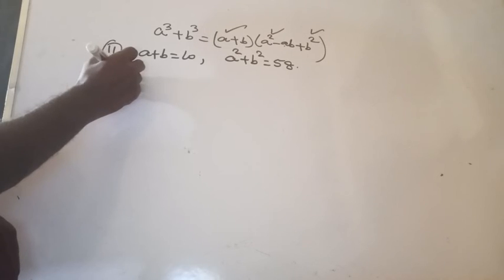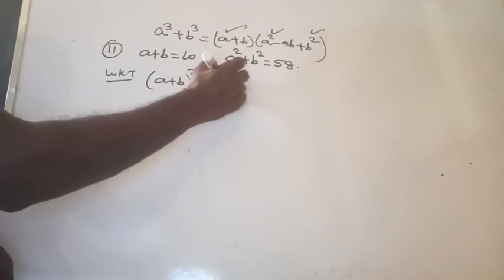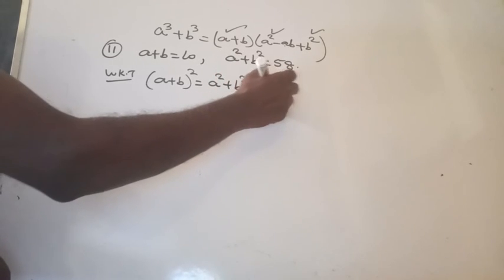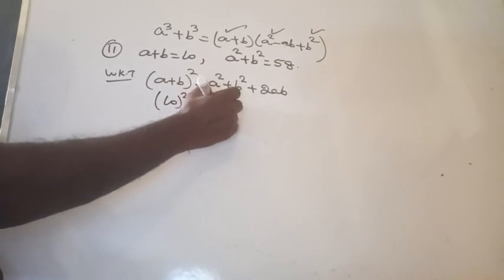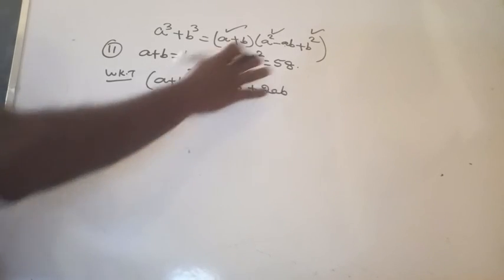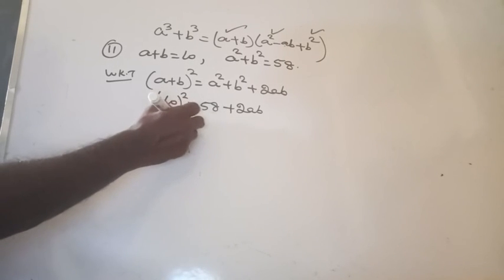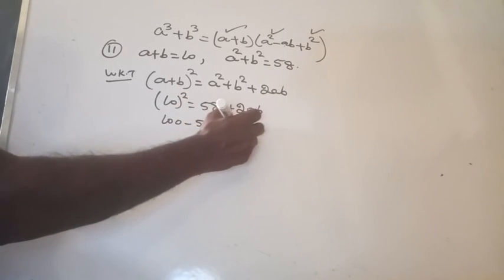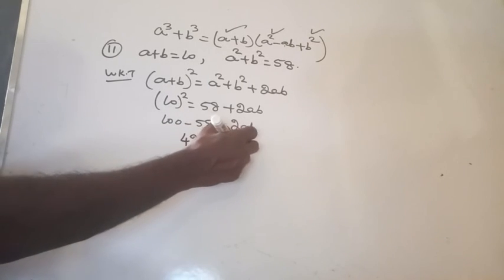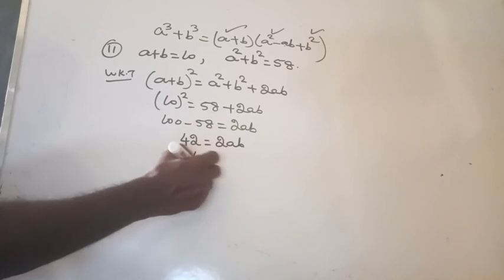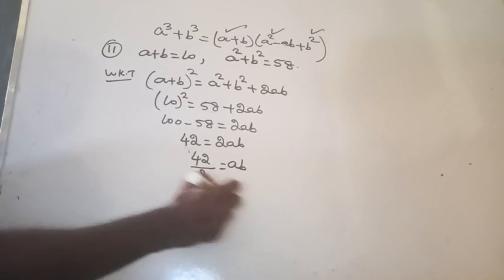Okay, so we know that (a plus b) the whole square is equal to a square plus b square plus 2ab. A plus b is 10, so 10 square equals a square plus b square, which is 58, as given, plus 2 times ab. So 10 square is 100, minus 58, which is 42, is equal to 2ab. So 42 by 2 is equal to ab. Then ab equals 21.